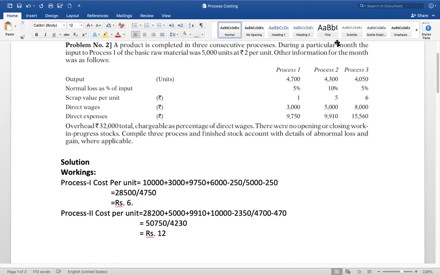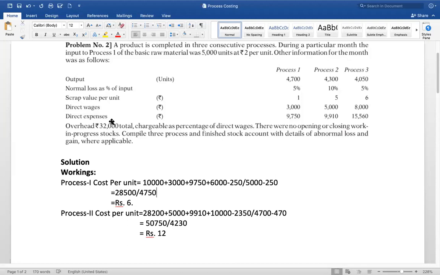A product is completed in 3 consecutive processes during a particular month, and the input to process 1 of the basic raw material was 5,000 units at 2 per unit. Other information for the month was as follows. The output in process 1 is 4,700, in process 2 it is 4,300, and in process 3 it is 4,050. This is the output, and the input is only in process 1. In the beginning only, there's an input of 5,000 units at the rate of 2 per unit. And these are the expenses: direct wages, direct expenses, and the overheads.